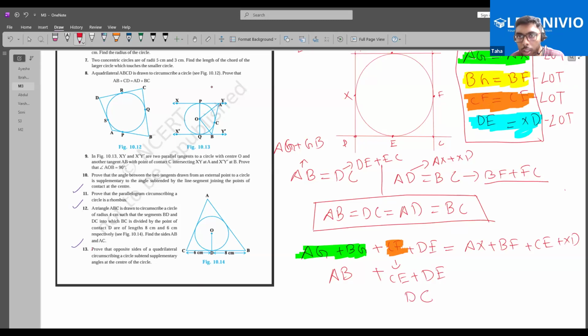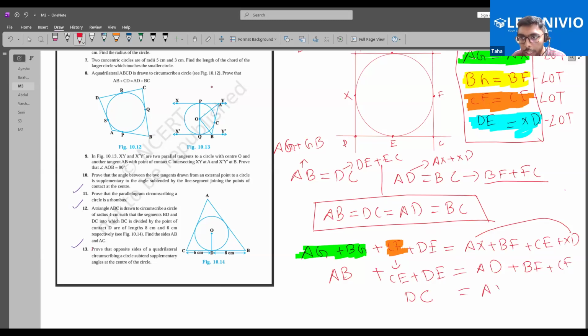AX plus BF over here? AX plus BF. What is BF equal to? What will we need with AX? AX plus XD is AD. AX DF, plus XD, AD. And then BF plus CE. BF plus CE. What is CE equal to? BF plus CE. CE की जगह पे we can write CF.